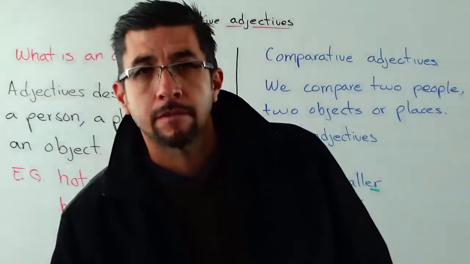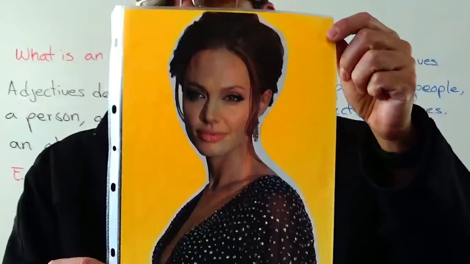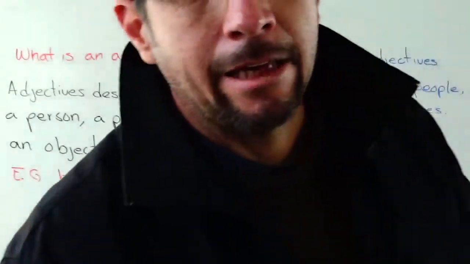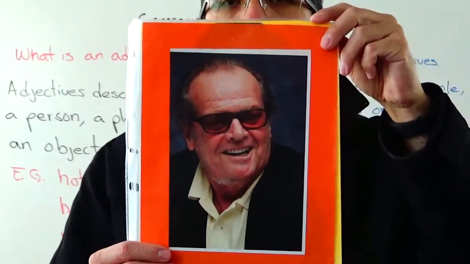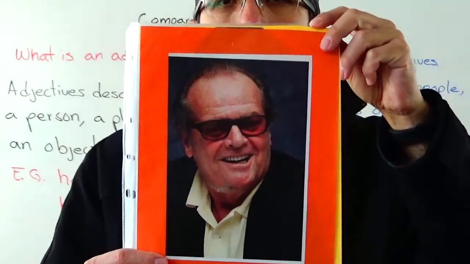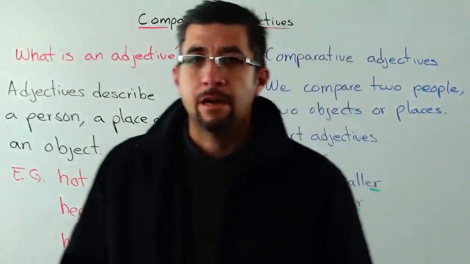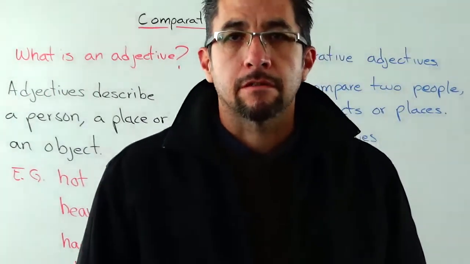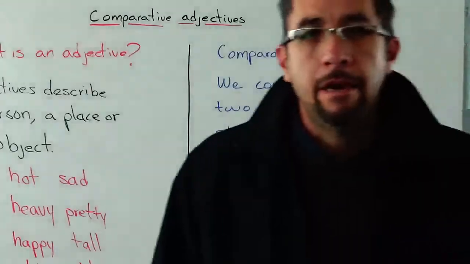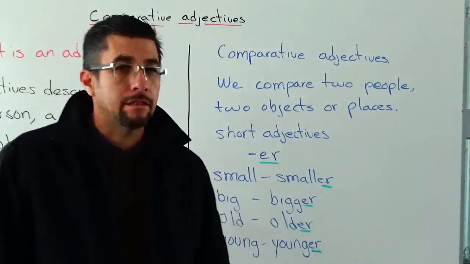One example. You know this lady? Angelina Jolie? She's pretty, right? Pretty is the adjective. Here we have Jack Nicholson. He's old and he's a good actor. Yes? So we use adjectives to describe nouns, people, places, or things. Okay? Now, in the program, the first topic is comparative adjectives.